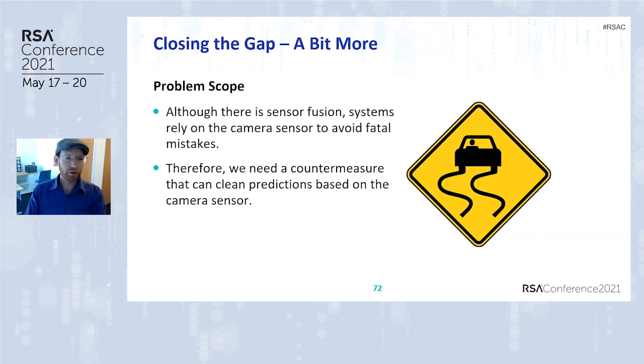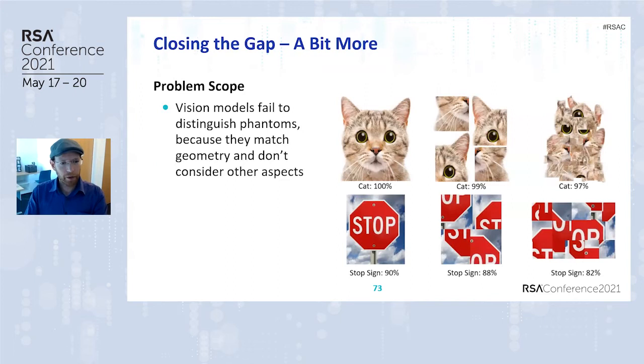Therefore, we need a solution which can validate objects identified by the camera sensor's AI. We also need the solution to be independent and lightweight so that we can easily integrate it into existing systems. So how are we going to do this?